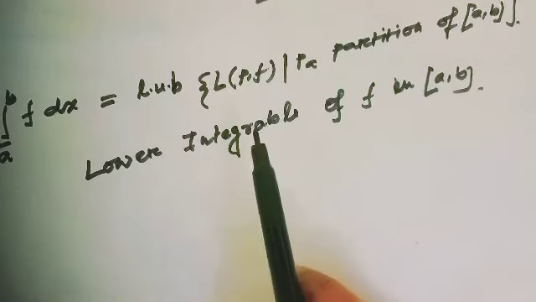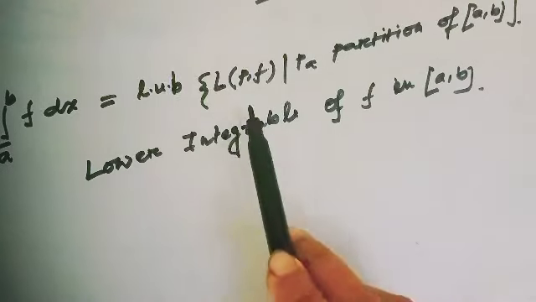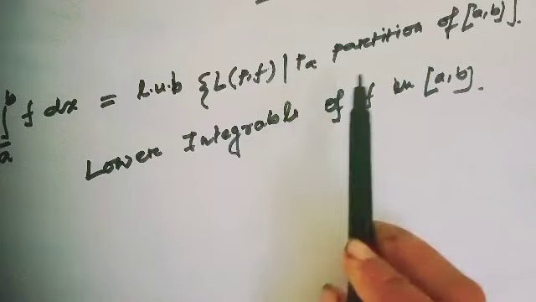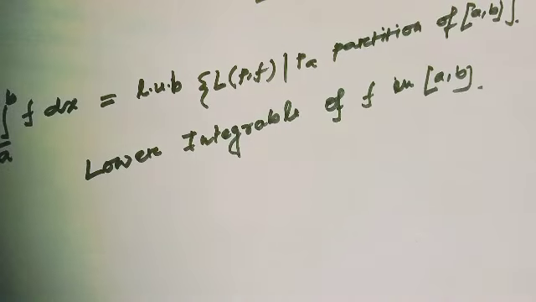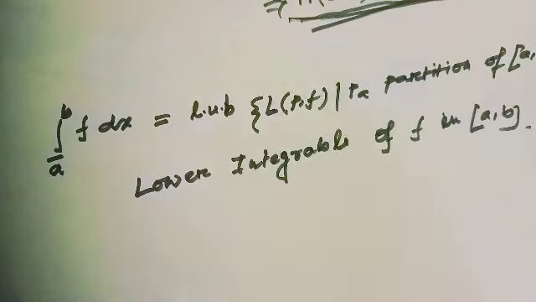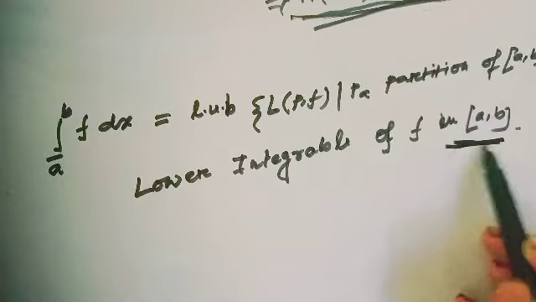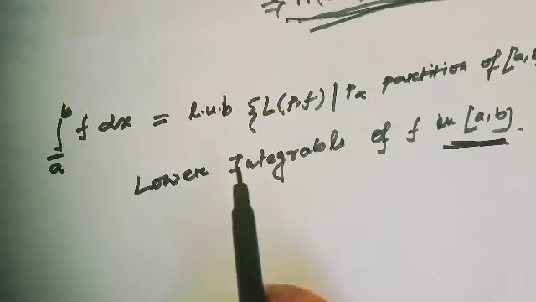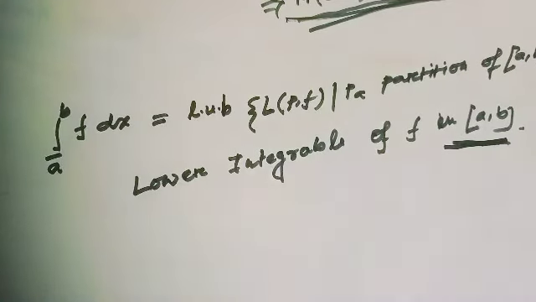Well, now I will define one new concept: the least upper bound of all LPF, where P is a partition of ab, is called the lower integral of f over the closed interval ab. See, this is the lower integral of f because this is the LUB of the set of LPF.